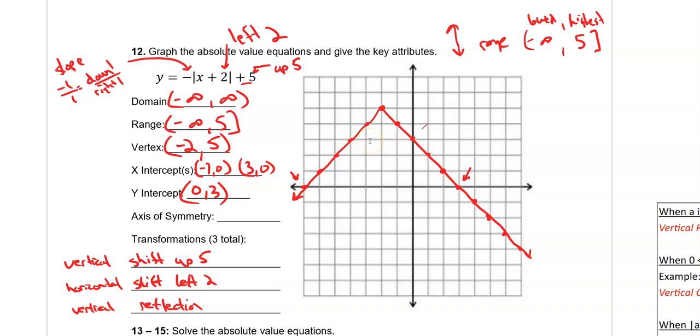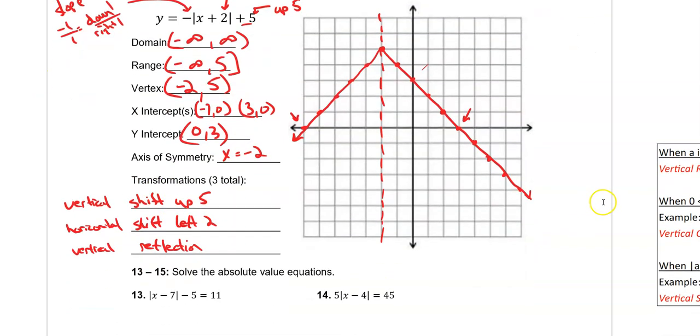My axis of symmetry is where the graph chops in half at the vertex. So go to your vertex right here, and you would draw a dotted vertical line going through it. And what is the equation of that vertical line? It's always x equals a number. What is x right there? That is x equals negative 2. So that would be my axis of symmetry. All right, so that's everything I need. I have my equation, I have domain, range, vertex, x-intercept, y-intercept, axis of symmetry, and my 3 transformations.